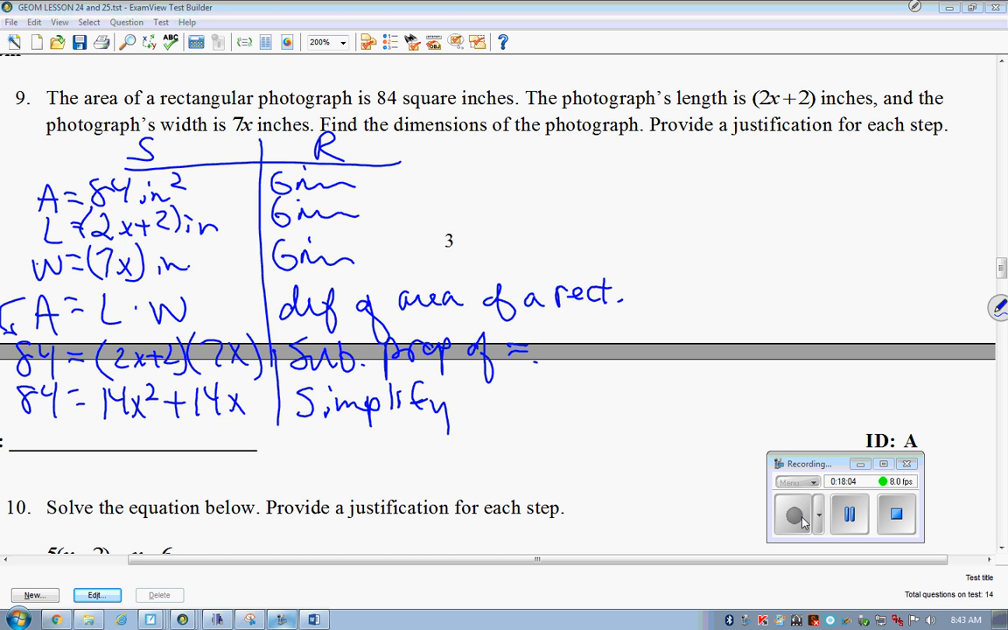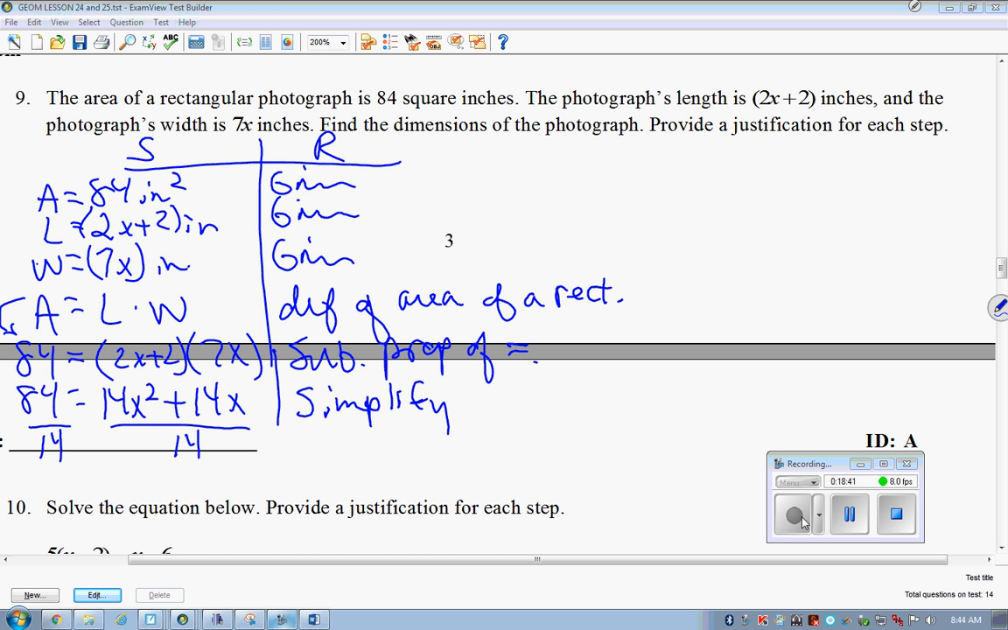I would want to subtract 84. This is where the question gets more complicated because it looks like we're dealing with a quadratic. But I'm trying to think if we can divide all of this by the same thing. Does 84 divide by 14? The answer key says 14x squared plus 14x divided by 14 equals 84 divided by 14, which equals 6. So let's divide everything by 14.